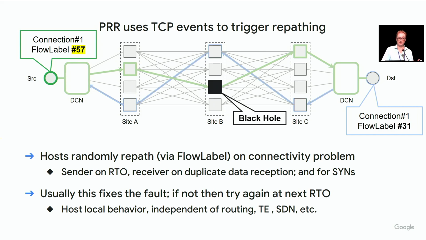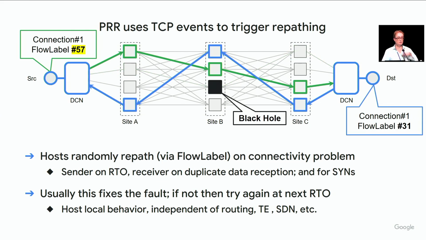This functionality is already there, it's been there in Linux for a long time, actually. When we change the flow label, the connection will take a different path through the network. In this case, it happens to bypass the fault, it's received at the other end, and we use the reverse path that already works, so connectivity has been restored. More generally, there's a set of events at which we can trigger repathing. These include things like duplicate data reception to repair the reverse path, as well as SYN timeouts and retransmissions to protect connection establishment.